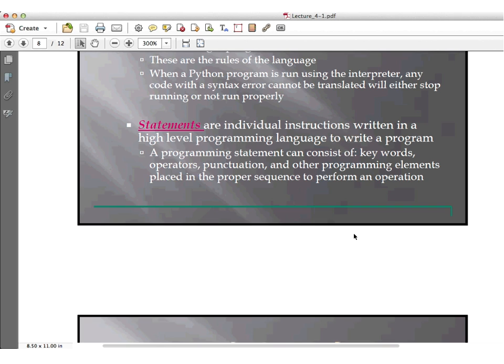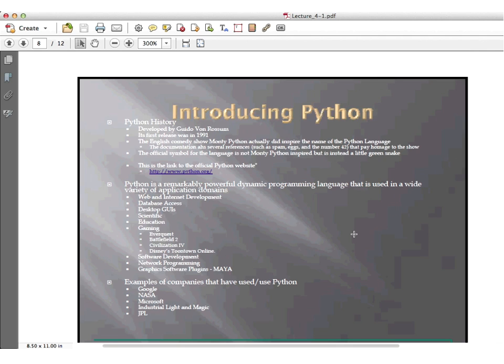Okay, I mentioned this in the orientation. This is a 2010 slide. But Python was developed by Guido van Rossum, first released in 1991. The official symbol is a little green snake. The official website is python.org.